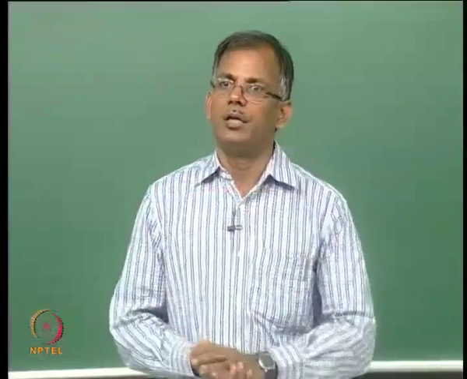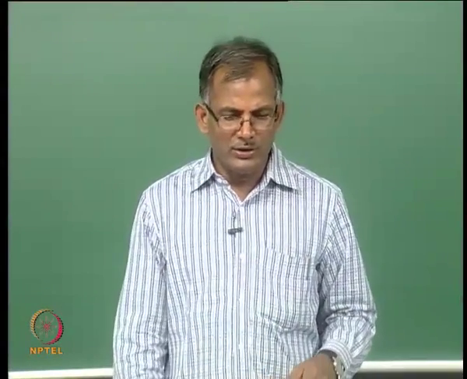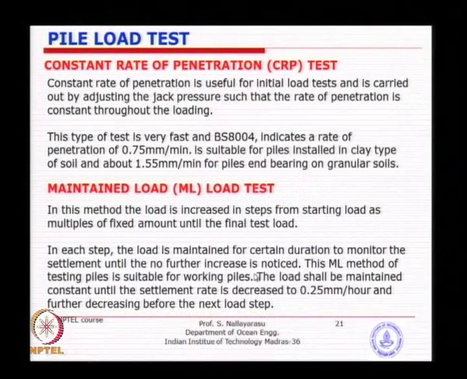It is just not feasible. Whereas the maintained load test can be done even with a very simple method, where you need a dead weight and a jack, and the load shall be maintained constant until the settlement rate decreases to 0.25 mm per hour. So, what we normally do is set up the Kentledge and put on the weights, say for example 900 tons divided into 5 or 6 steps.